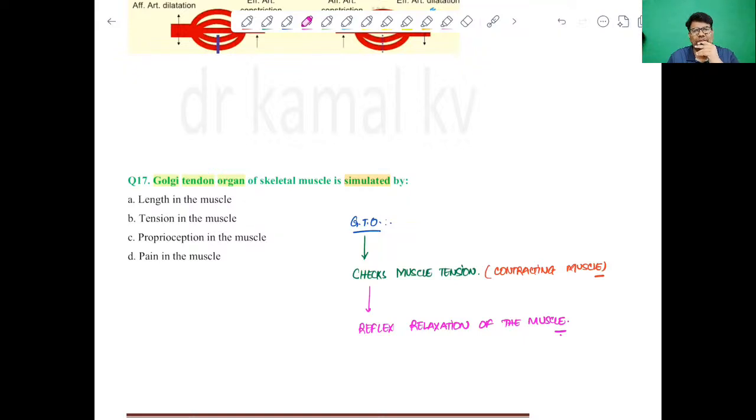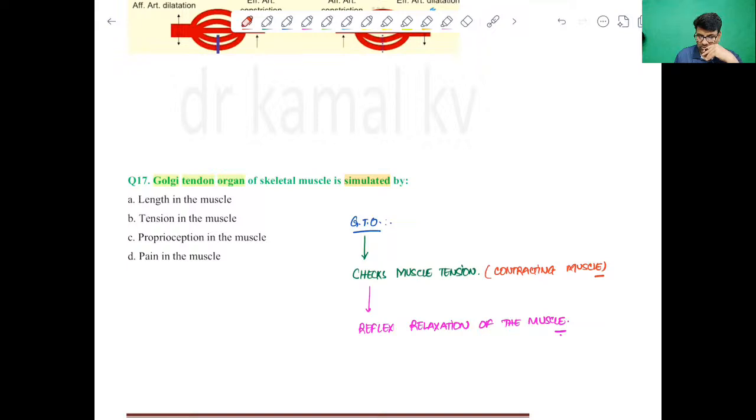Many times you must have seen weightlifters try to lift a weight, but suddenly they leave the weight because they can't pull it up. This is just because of the Golgi tendon organ mechanism, which checks the muscle tension, and once it realizes that the muscle is contracting vigorously and can injure itself, it will cause relaxation of the muscle.